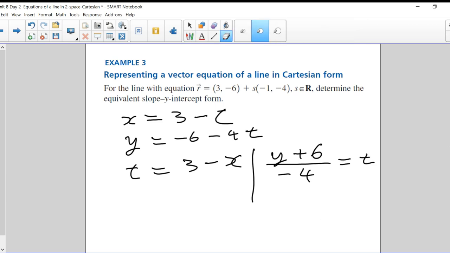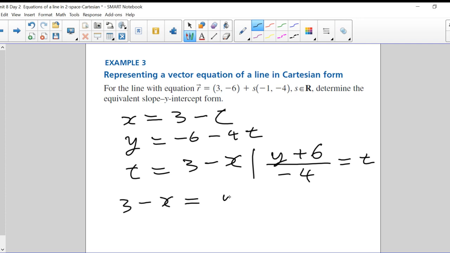I'm going to go ahead now and set them equal to each other. Oh, by the way, this one here didn't need me to divide by anything. I think you'd appreciate that because there's no coefficient on the t whatsoever. So that's why I just had 3 minus x. So what I'm going to do now is set them equal to each other. So 3 minus x is equal to y plus 6 over minus 4.